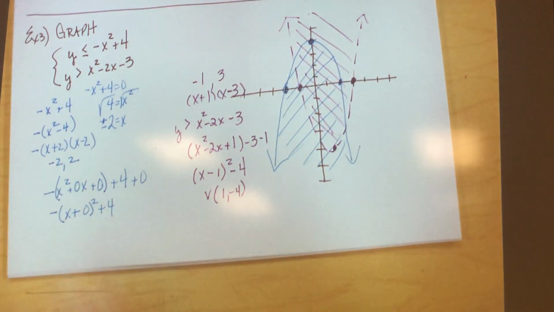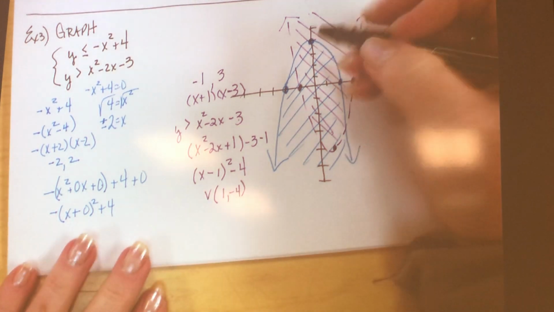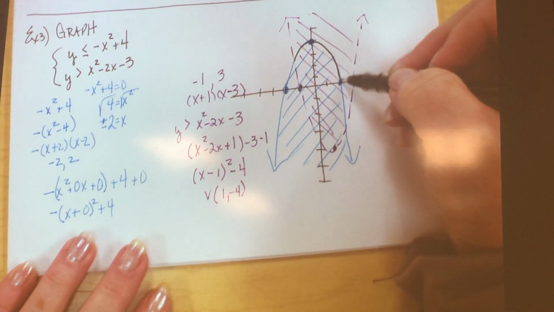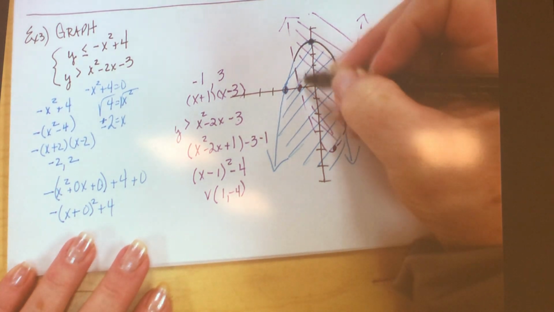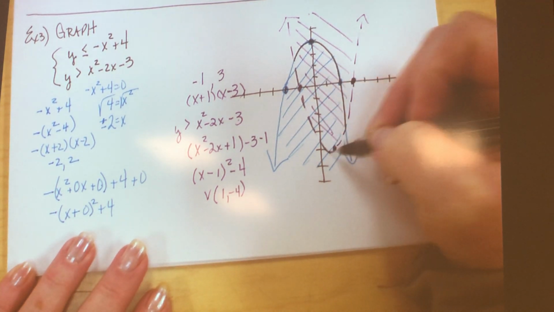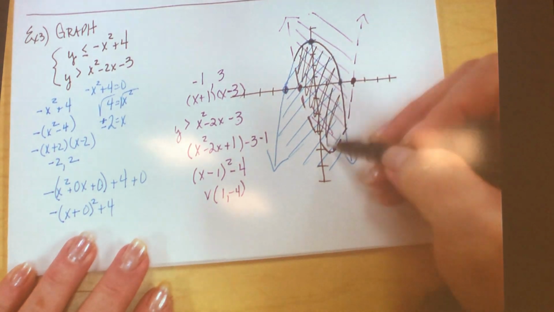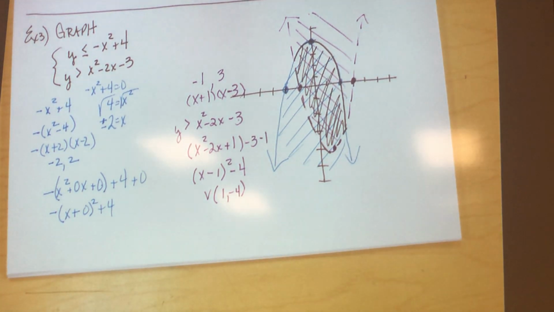Now remember, on a system, you had to go and make the answer very evident, right? So this blue line is solid. This purple line is dotted. And it's all of this inside here. Okay, anybody got a question?